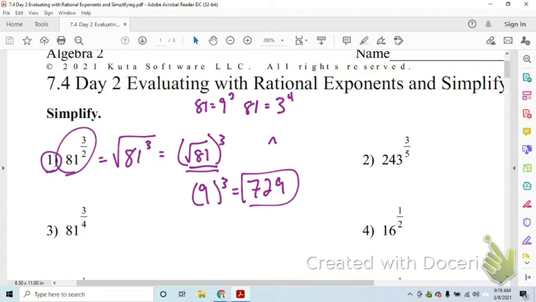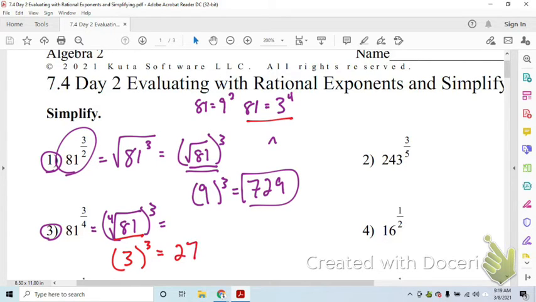We're evaluating these. Now, similarly on number 3, if you will, I'm going to rewrite this as the fourth root of 81 to the third power. And this is a different way of looking at it. So now, the fourth root of 81, if I use this fact right here, is 3. So I take that 3 to the third power, and I get 27. So our answers should be whole numbers. They should just be there.